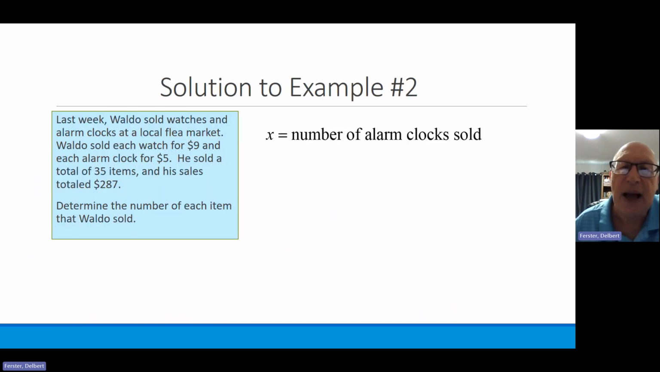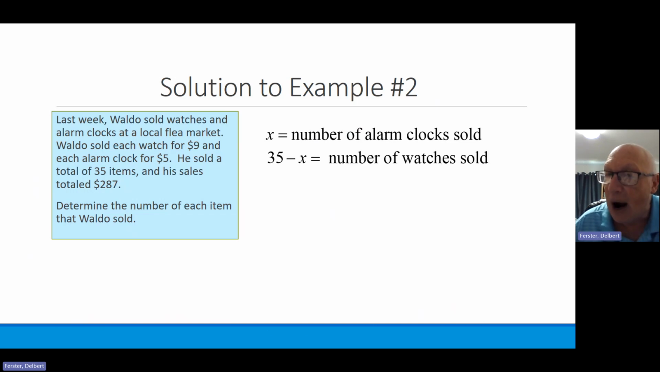All right, so we got to decide. Well, you could let X represent the amount of either one. I chose alarm clocks. Now you still have to have something to represent the number of watches. And the key idea here is that you know 35 total items were sold. So the number of items that were sold that were watches were 35 minus X, where X were the amount of alarm clocks that Waldo sold.